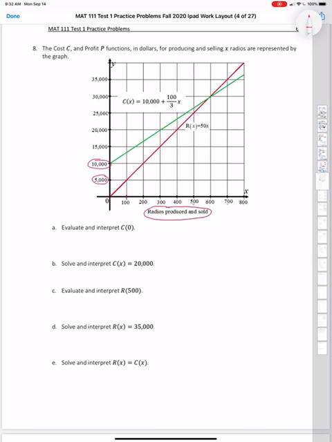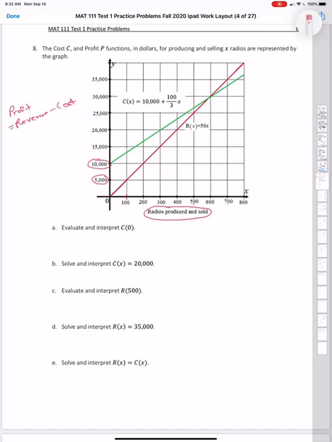So if you remember, profit is revenue minus cost. I want to make note of that, so I'll put a little note over here to the side. Profit is revenue minus cost. So with that said, let's look at some of the problems that come from the graphs of these revenue and cost functions.